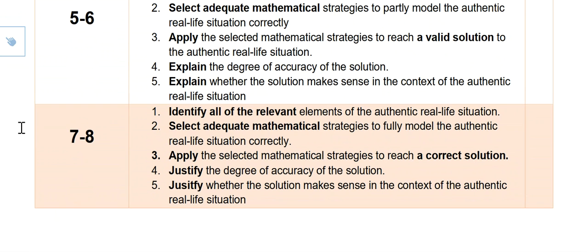So the big ones, can I just ask where? Well, no one got anywhere near this level. Criterion D. Selecting adequate. I'll go to 7 and 8.